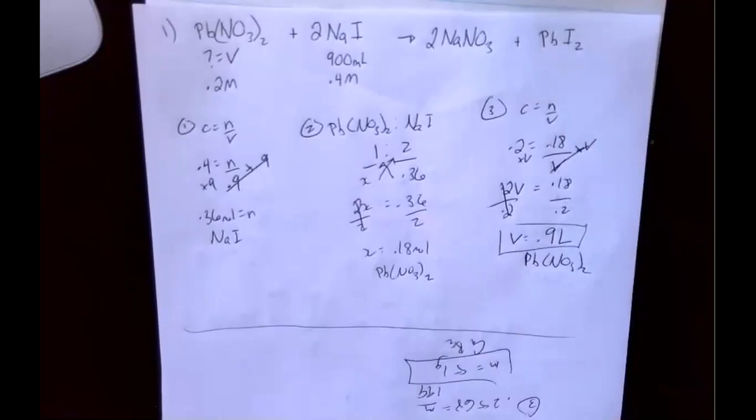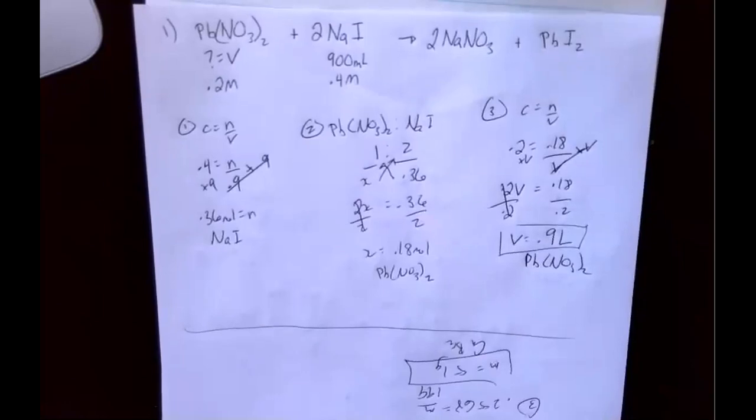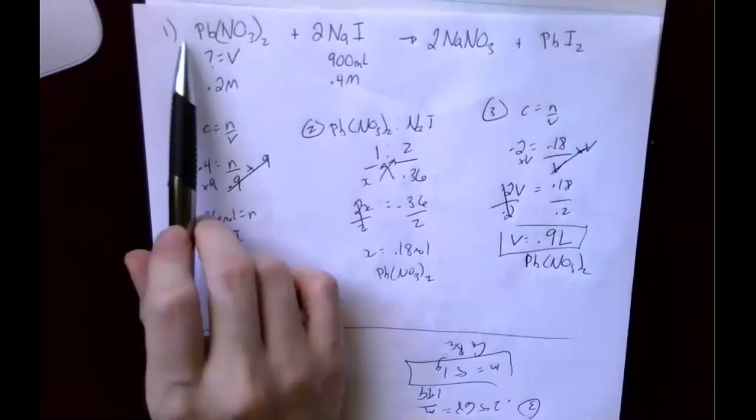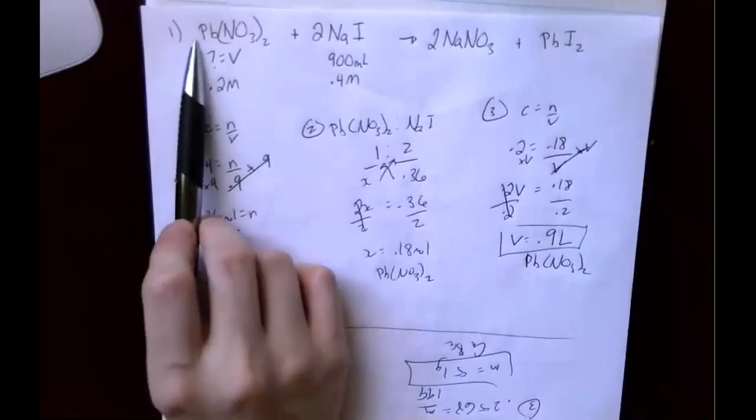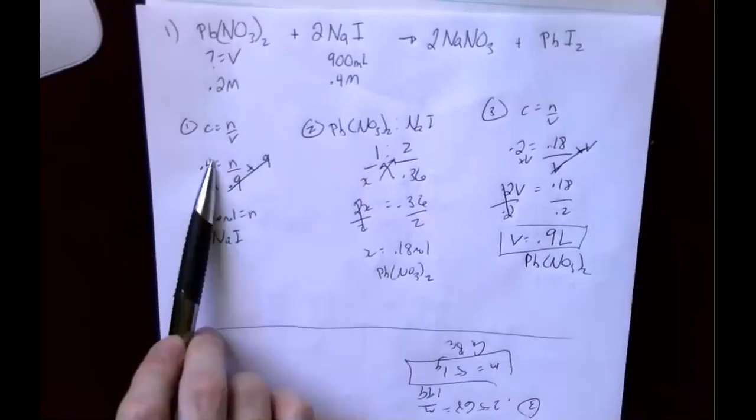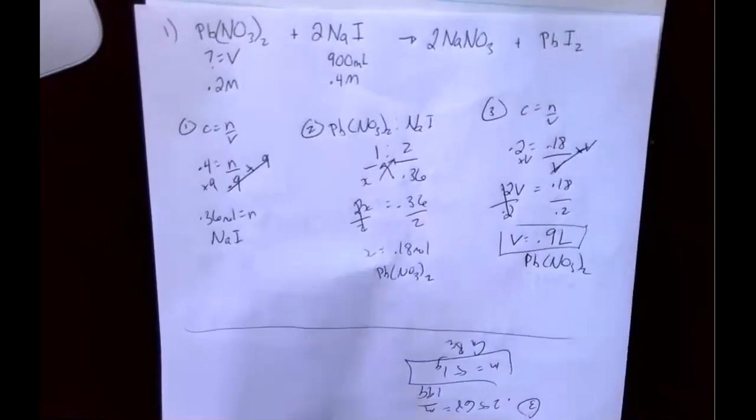Okay, so those are kind of the main steps. We start with a balanced chemical equation, then we just do C equals N over V, mole ratio, back to C equals N over V. So try that with the remaining 3 questions and then come back and check your answers.